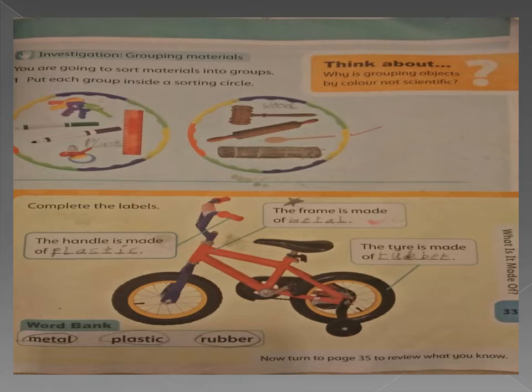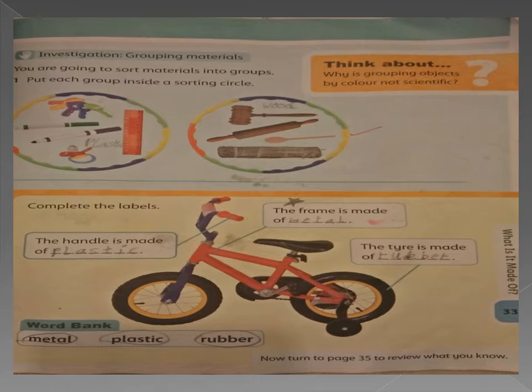So what we have on this page, investigation, grouping materials. You are going to sort materials into groups. Whenever we have to put different materials into any group, how do we make the groups? You should sort the objects by putting all of the objects that look and feel the same into the same group, and the objects which look and feel different will be put into the other group. If things look and feel the same, we say they are similar, and if they don't feel and look the same, they will not be similar.